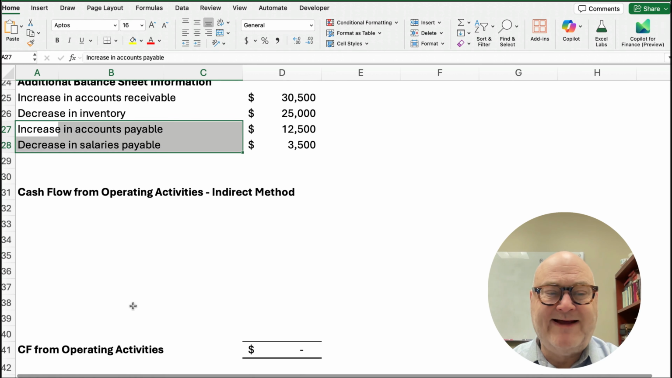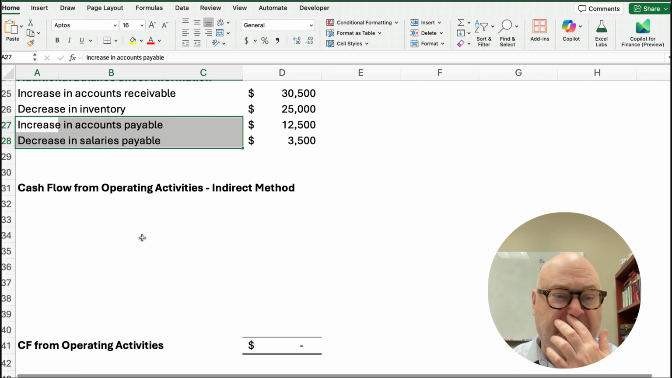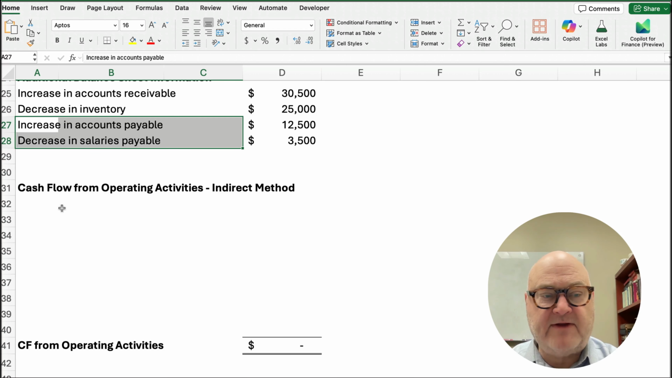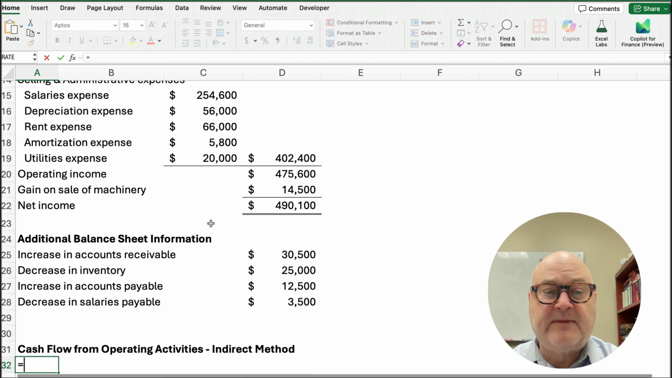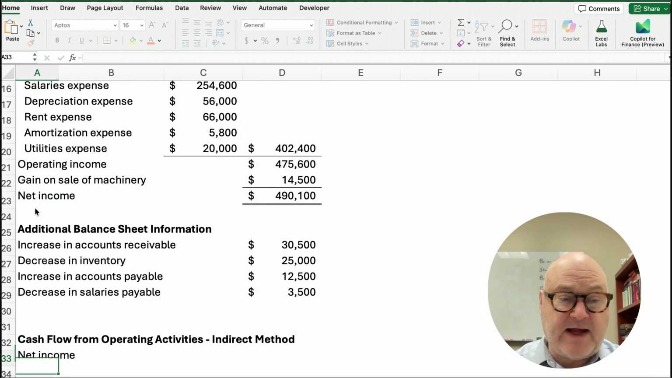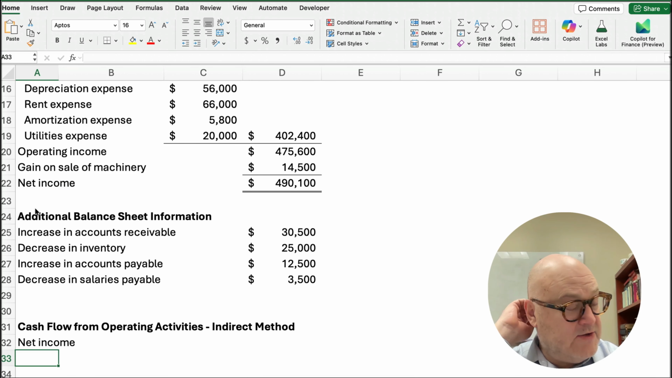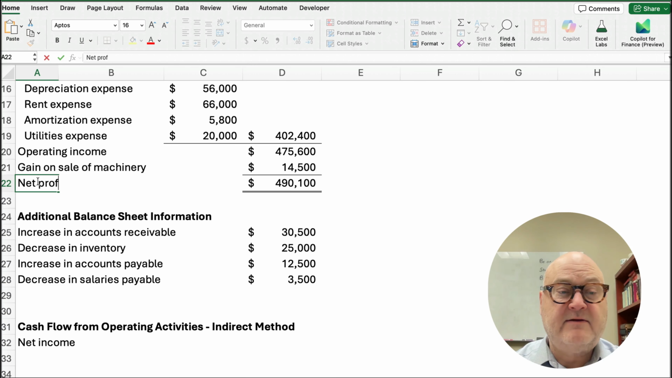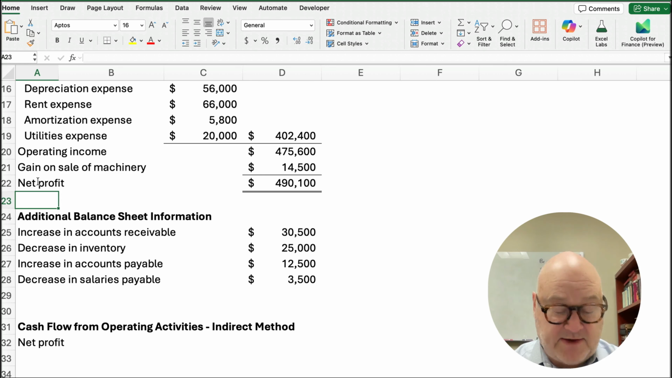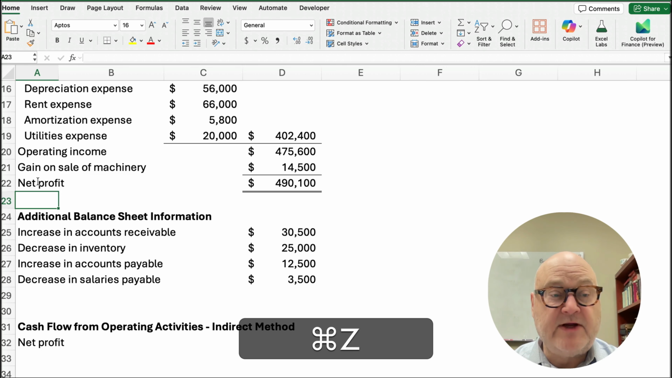So let's do our cash flows from operating activities with the indirect method. We're always going to start with net income. I'm just going to grab it; you can do this in Excel. You can point to a label and it puts that label in there. So if we called this net profit, then it would change down here, which would be fine. So I'm going to undo here.